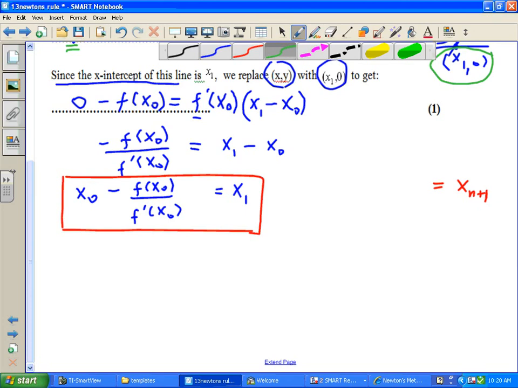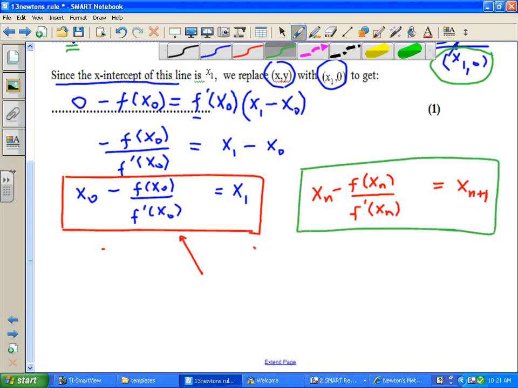Any thoughts? X sub n minus f of x sub n divided by f prime of x sub n. How do we do it? We just looked over here. When you had a 0 subscript on the left side, you had a 1 subscript on the right side, right? So now if you have an n plus 1 subscript on the right-hand side, you're going to have a subscript of n on the left-hand side. So that actually gives you the general formula that we need for Newton's method.